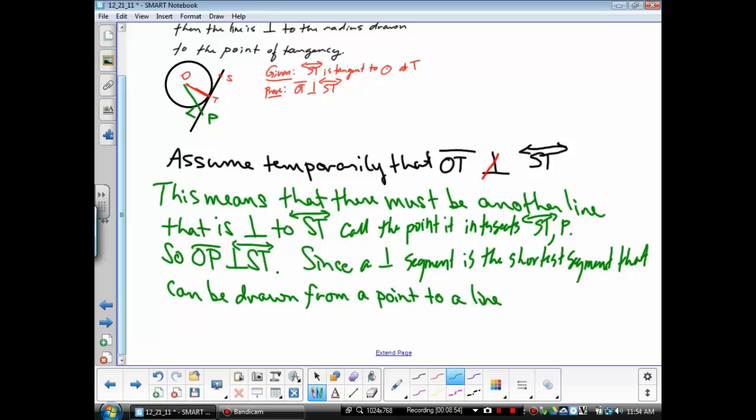So since a perpendicular segment is the shortest segment that can be drawn from a point to a line, OP is less than OT. Can OP be less than OT? Why not? Because it goes outside the circle, right? So OP is the length of the radius plus a little more, isn't it? Since OP is the length of the radius plus a little more, OP is greater than OT. You have a contradiction.